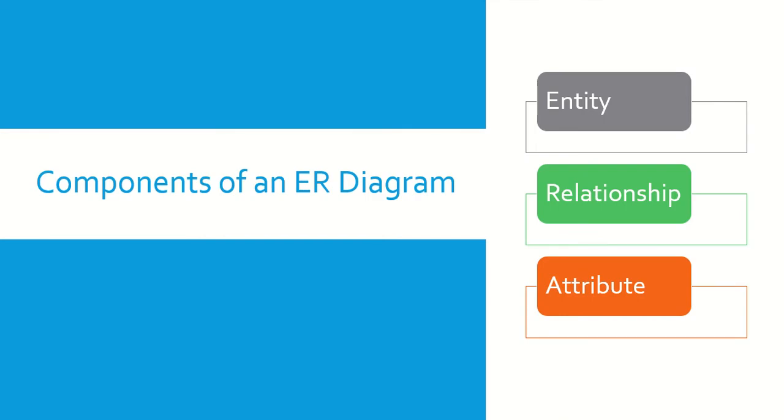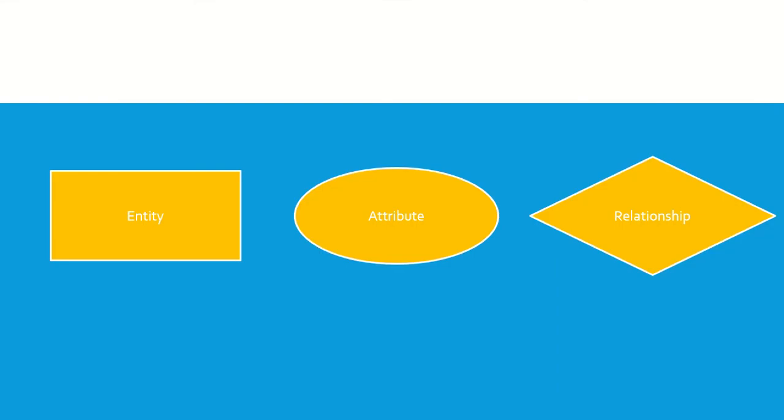ER diagrams are composed of entities, relationships, and attributes. An entity is an object or concept about which you want to store your information. We have two types of entities, weak entities and associative entities. An entity is represented by a rectangle, which contains the entity's name.